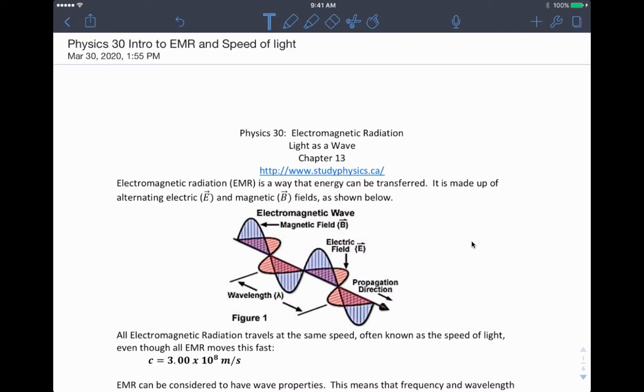Hi, Physics 30s. I want to give you some overview on the notes that I just posted for electromagnetic radiation. I want to discuss the EMR spectrum briefly and also discuss the speed of light, and then let you try a couple of practice questions on it.